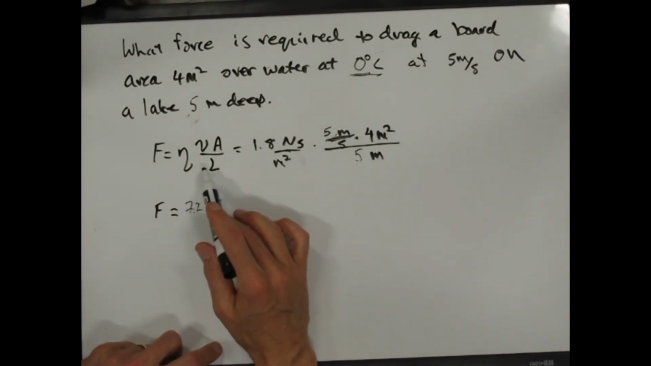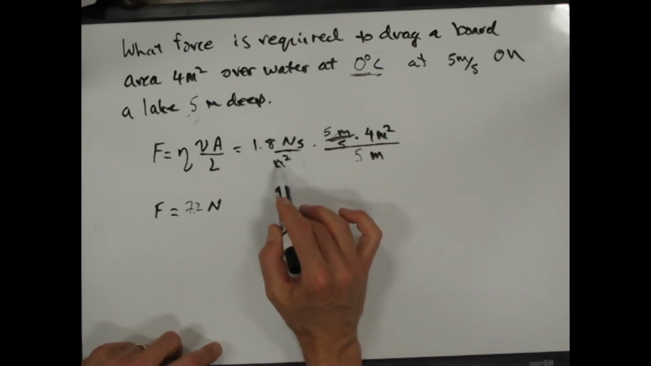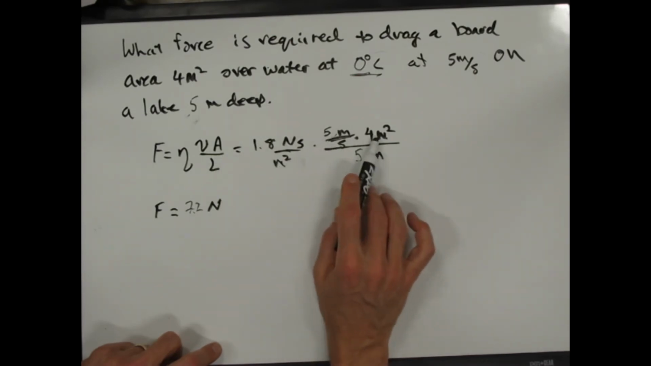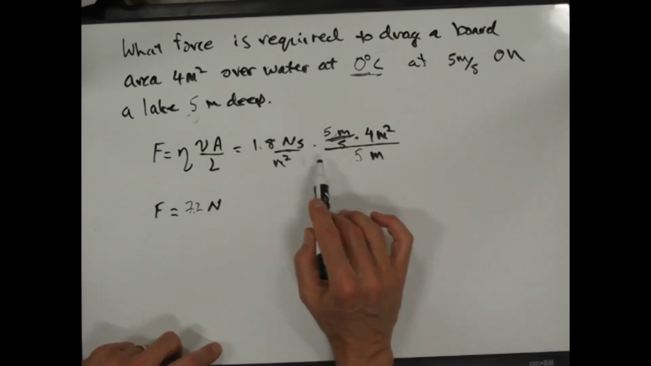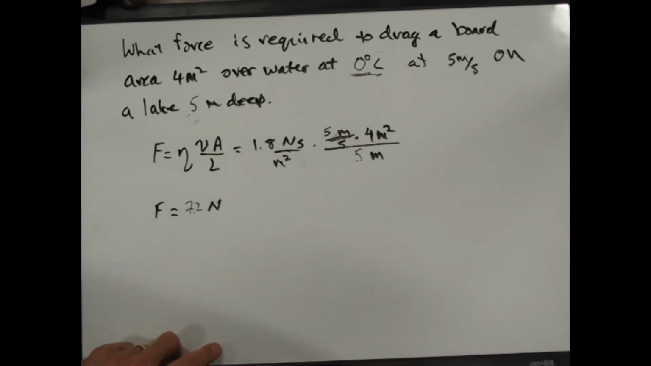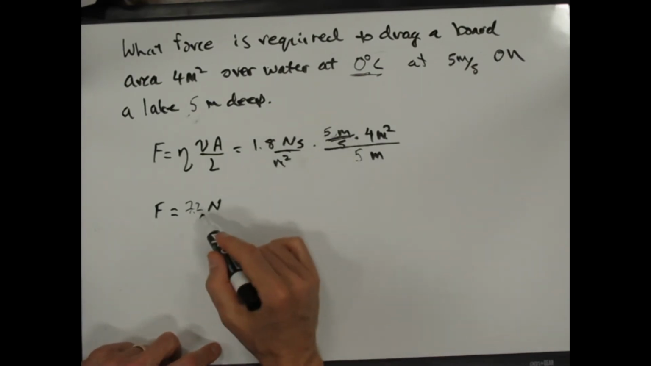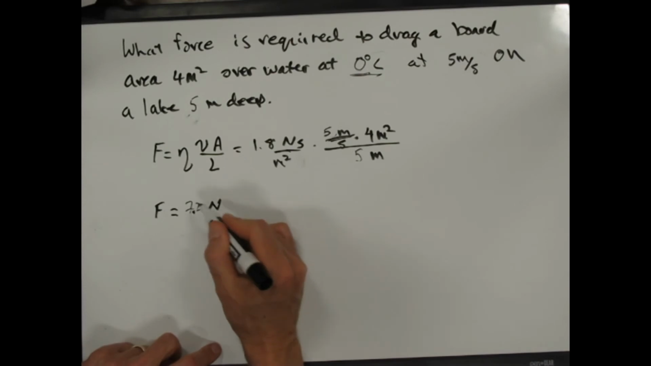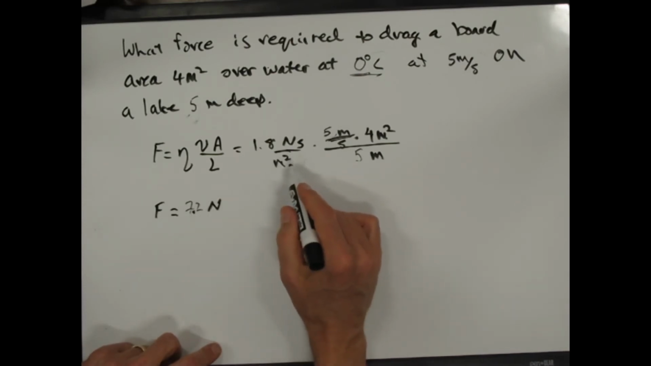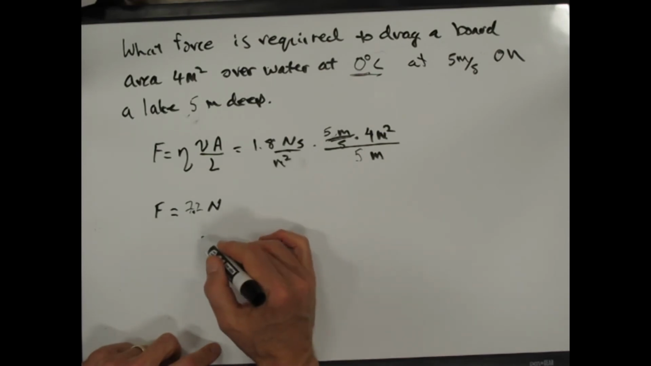Here's the viscosity. We look it up at 0 degrees C. It's 1.8 Pascal seconds, which is Newton seconds per meter squared. Velocity is 5 meters per second. The area is 4 square meters, and the depth of the water is whatever that is, 18 feet or something like that, 16 feet. Fives cancel. I get 7.2 newtons. Meters cubed, all the meters and seconds canceling, just leaving newtons here.